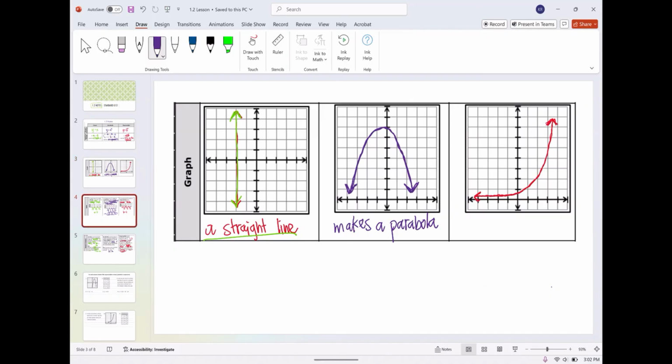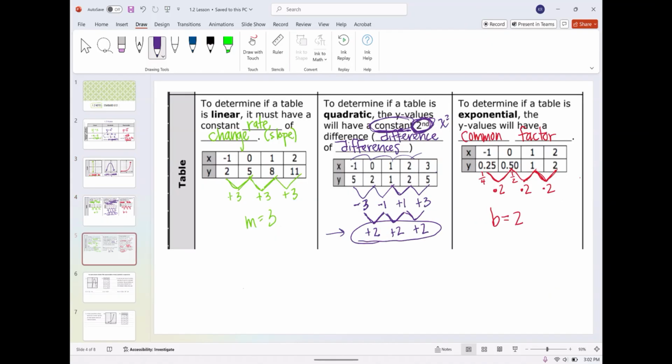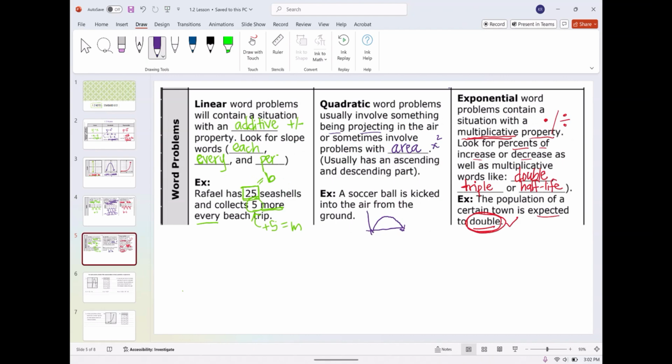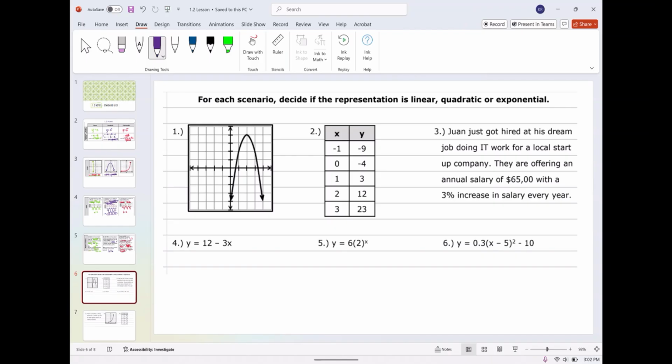Okay, so we have mentioned the different types of equations, what the graphs look like, what the tables can look like, and different word problems. So now on your next page, we have examples. For each of these, we're going to decide which representation it is. Is it linear, quadratic, or exponential? So this number one is a graph. Hopefully you look at it and you see a parabola. This is definitely a U-shaped graph, so it's definitely going to be quadratic.